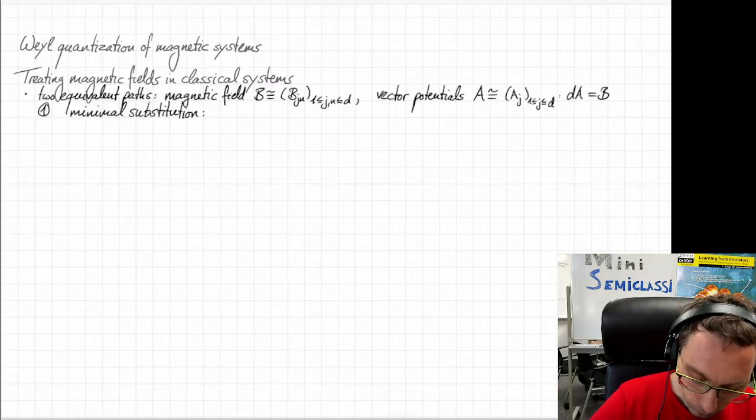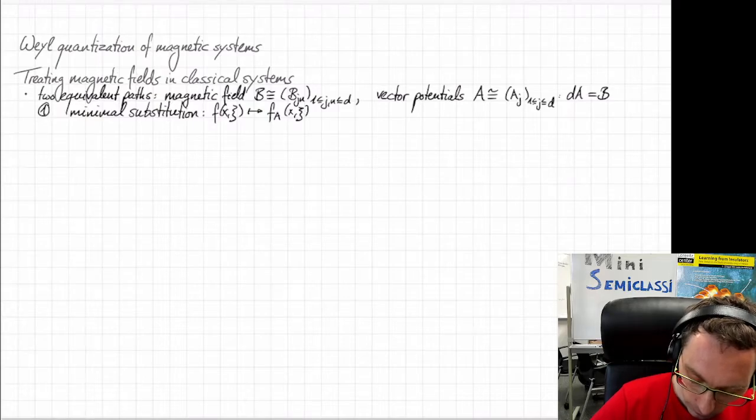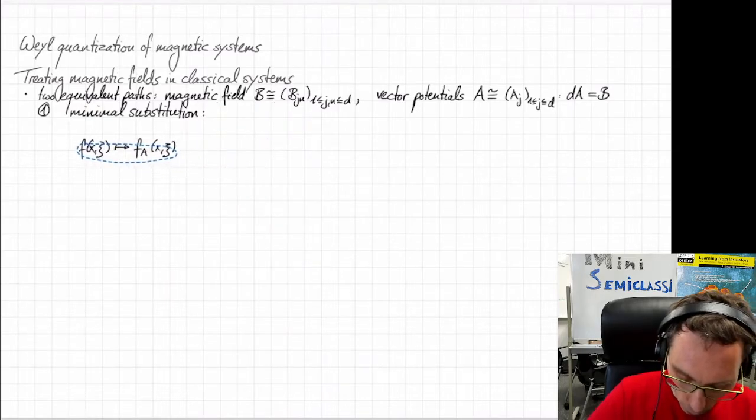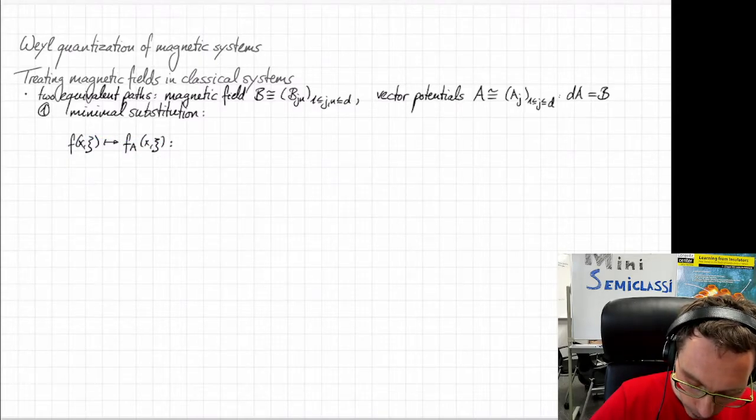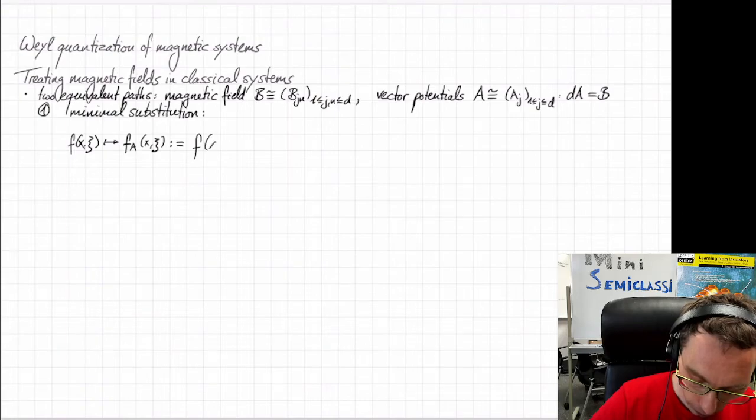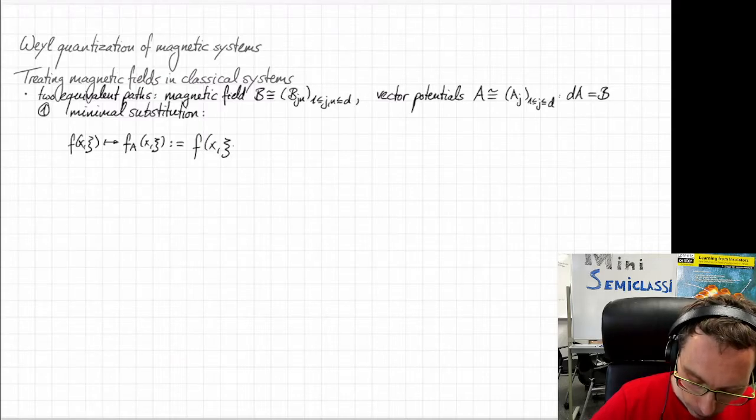And on the level of functions on phase space, what you do is minimal substitution. So you replace F by F_A, and F_A, there you simply, let me maybe move this down here so it's more easily visible. So here you simply do nothing to the first coordinate, to the spatial coordinate, but you replace xi by xi minus A of x.